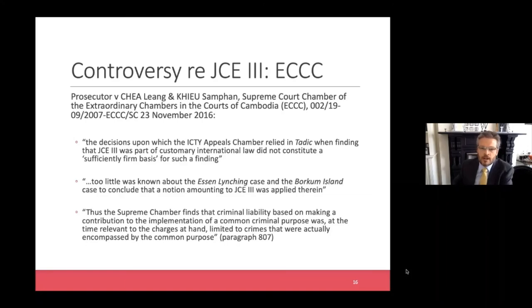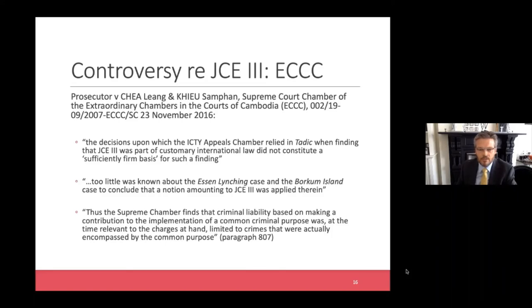In the prosecutor Chea Leang and Kaing Guek Eav, 23rd of November 2016, the Supreme Court of the ECCC also gave JCE3 the thumbs down, giving a judicial kicking to the judgment in Tadic in the process. The decisions upon which the ICTY Appeals Chamber relied in Tadic when finding that JCE3 was part of customary international law did not constitute a sufficiently firm basis for such a finding, the Supreme Court held. Too little was known about the SS lynching case and the Borkum Island case to conclude that a notion amounting to JCE3 was applied therein.